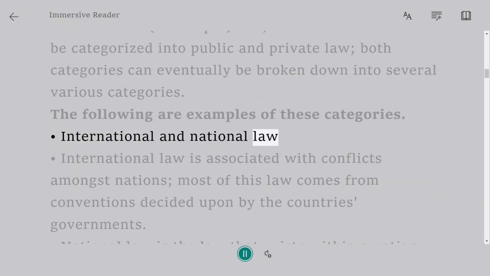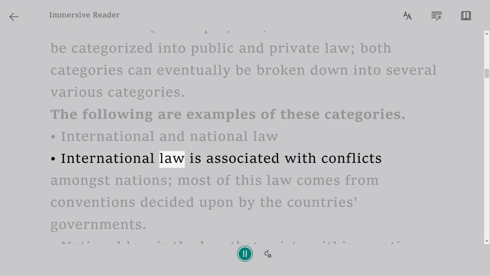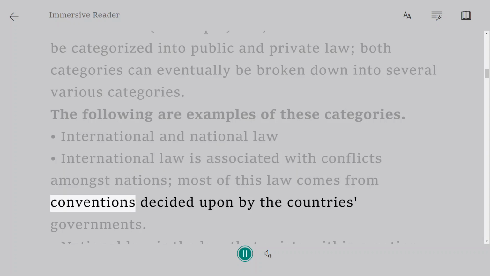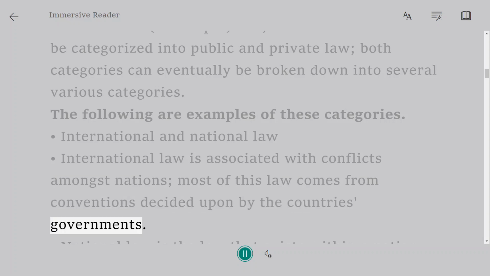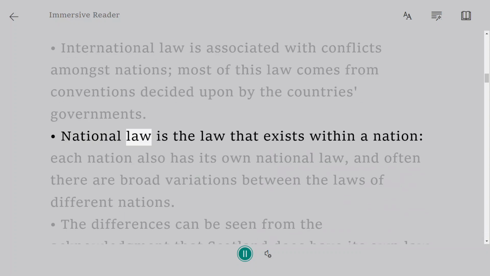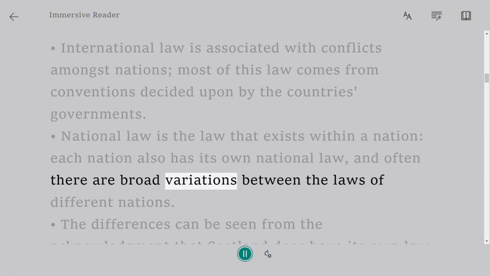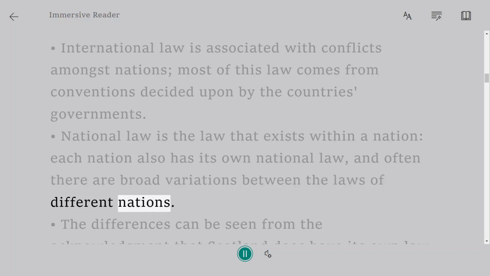International and national law. International law is associated with conflicts amongst nations. Most of this law comes from conventions decided upon by the countries' governments. National law is the law that exists within a nation. Each nation also has its own national law, and often there are broad variations between the laws of different nations.